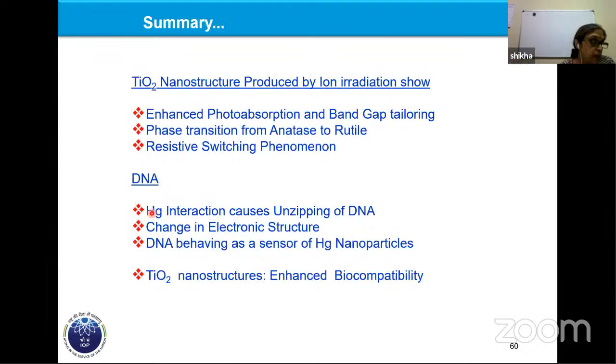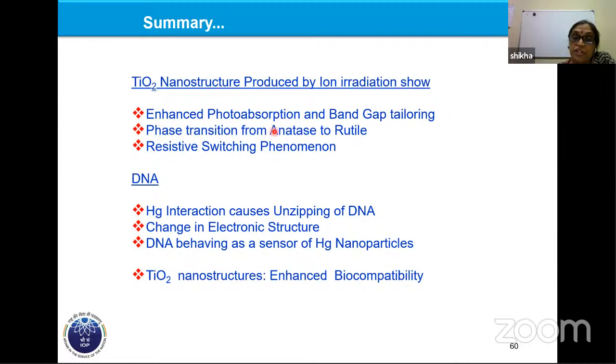So in summary, TiO2 nanostructures are produced by ionization, and they show enhanced photoabsorption and band gap tailoring effects. What we showed is that in the visible range, it is becoming better because of these photoabsorption measurements. In the visible range, the band gap tailoring is happening. So once you start absorbing in the visible range, you have help in the visible photocatalysis. And also there is a reduction in the recombination due to the formation of nanostructures.